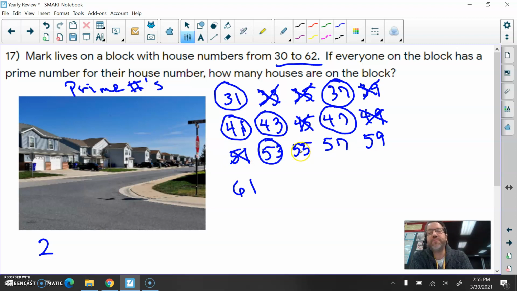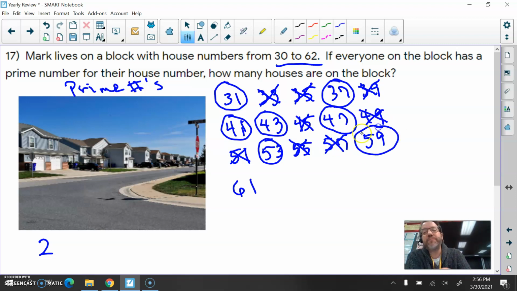55, that's not prime because 5 goes into it 11 times. 57, be careful. 57 is also not prime because 5 plus 7 is 12. Doesn't 3 go into 12? So 3 goes into 57 19 times to be exact. 3 times 19 is 57. So that is composite. We get rid of it.